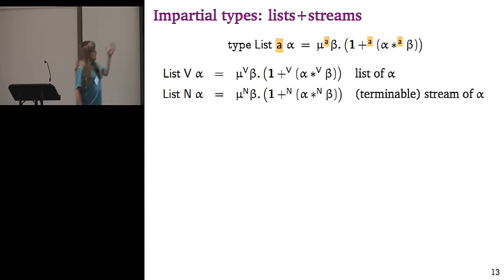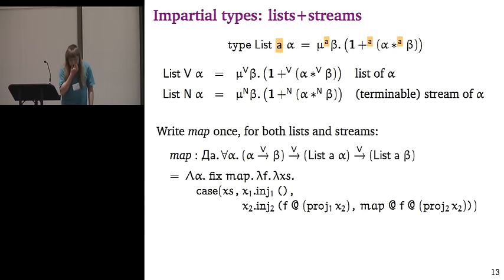If you instantiate with V, you get a list. And if you instantiate with N, you get a stream of alpha. You can argue about whether it's a stream because it necessarily terminates. It's a terminable stream. And now you can write map once for both. So the term does not mention evaluation orders. It will get elaborated. And the type of map is polymorphic in evaluation order.